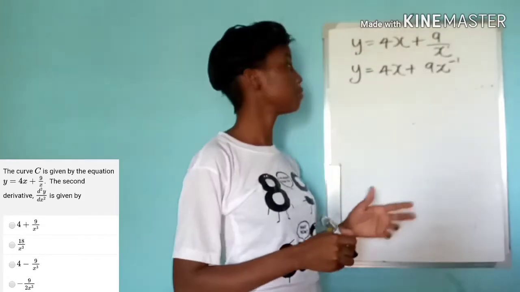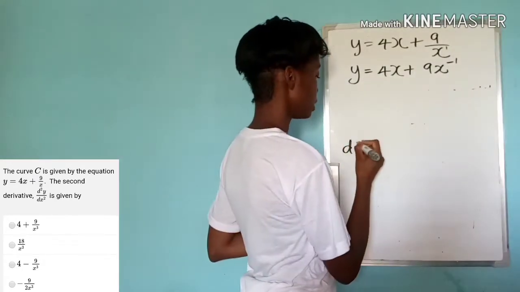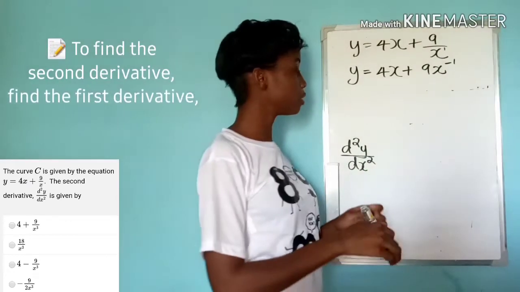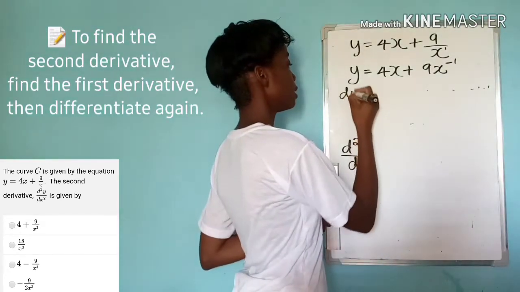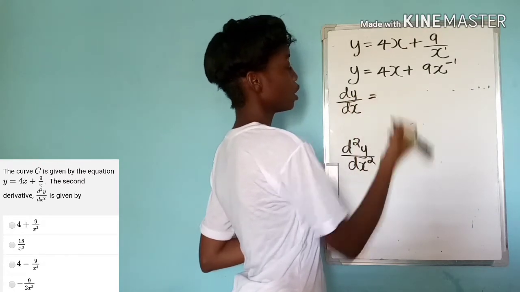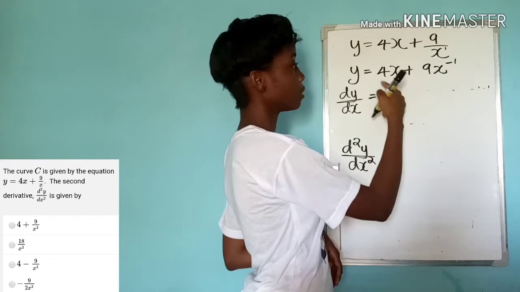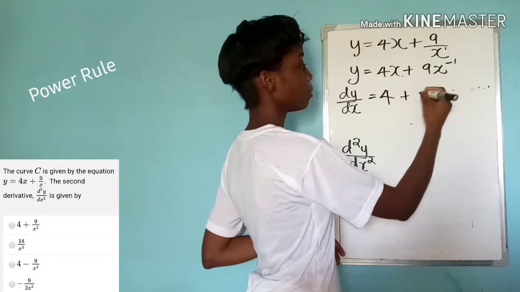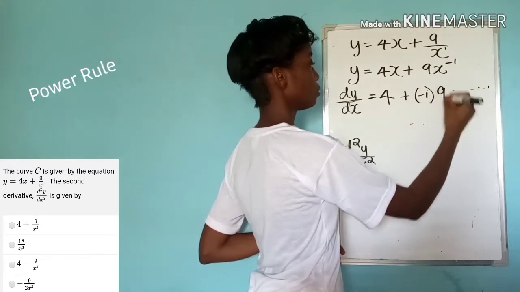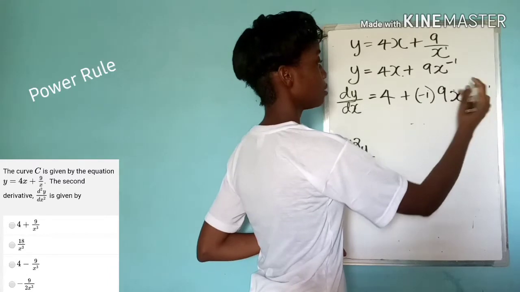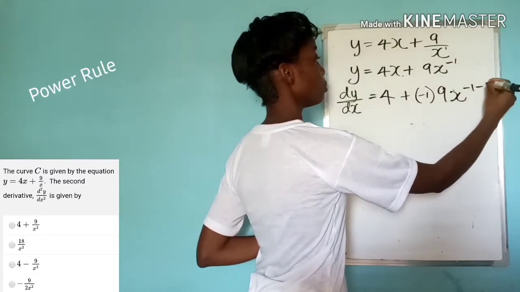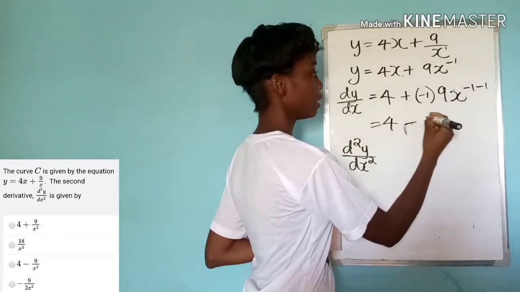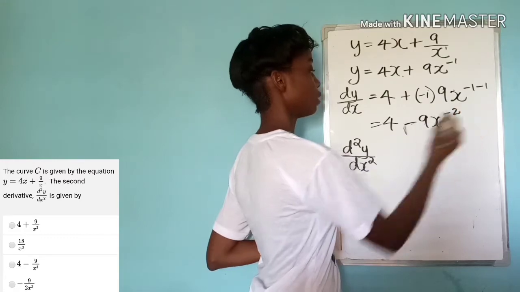The question asks us to find the second derivative, which is d squared y by dx squared. But before we can find the second derivative of the function, we need to find the first derivative. So here we go. This is 4 times x. We know that the derivative of that is going to be the constant itself, 4, plus we're multiplying by negative 1. So negative 1 times 9 times x, and we decrease the power by 1. So this gives us 4 minus 9x to the power of negative 2.